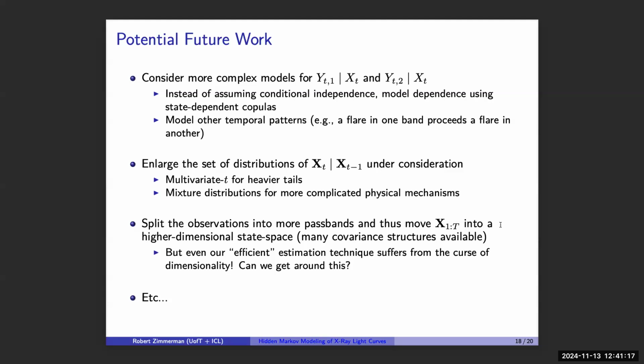If we have a higher dimensional state process, then even the efficient estimation technique that we use, that discrete space approximation of the continuous space HMM, will suffer severely from the curse of dimensionality. And it's unclear at this point if there's a way to get around it. So that's also left for future work.